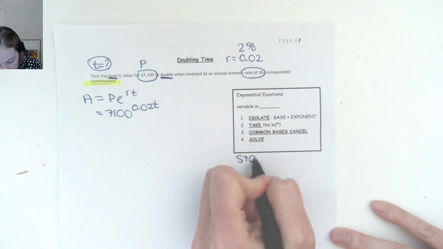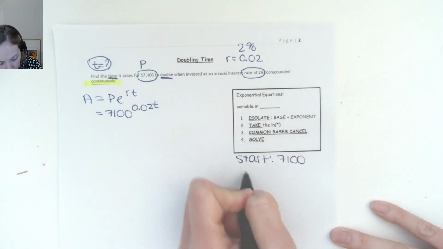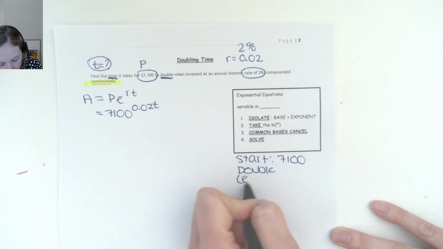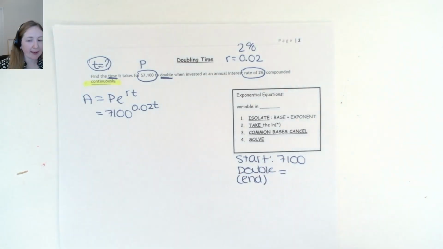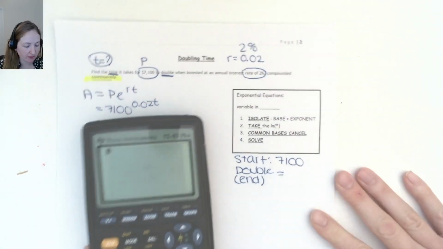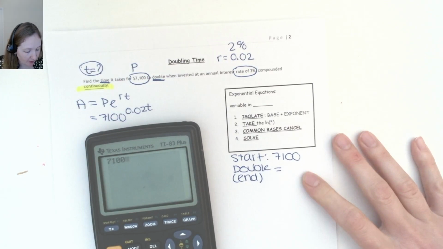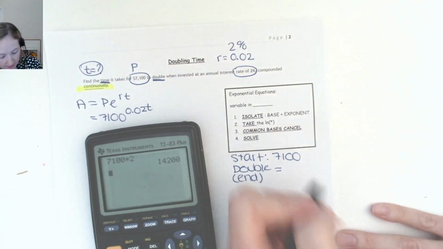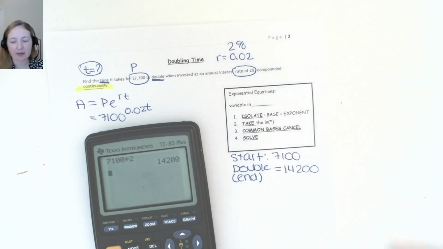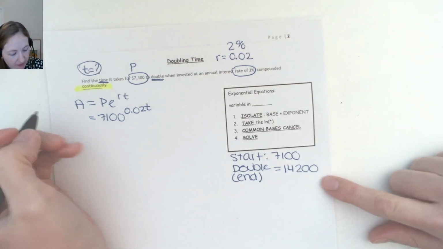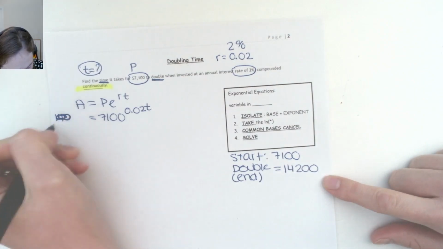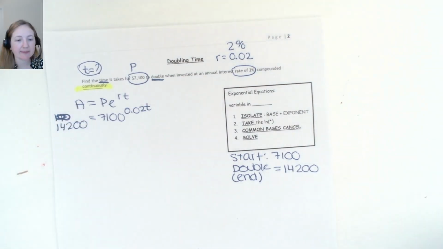If I start with the 7,100 and I double it, then at the end I am going to have, again, just doing this for emphasis, if I double it, I take the 7,100 times 2, and that means at the end I'm going to have 14,200. They don't give us A, but they do tell us we're trying to double the money. That tells us we need to take the principal times 2, and that will give us our A end amount. So there's a little bit of critical thinking that has to go on there to get the 14,200 as the A value.